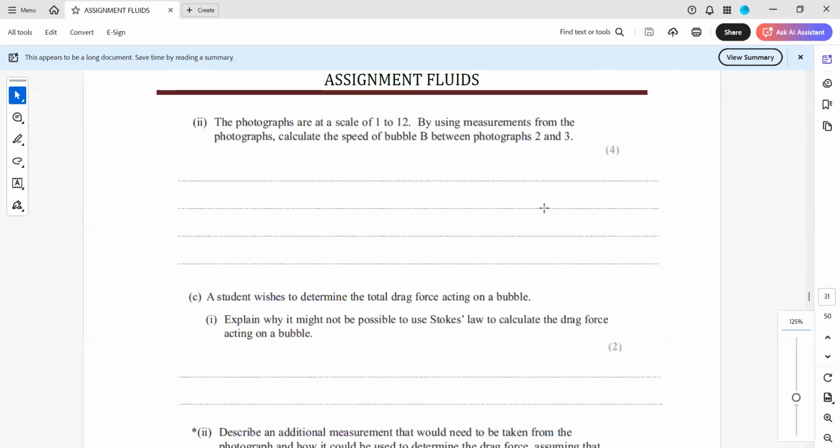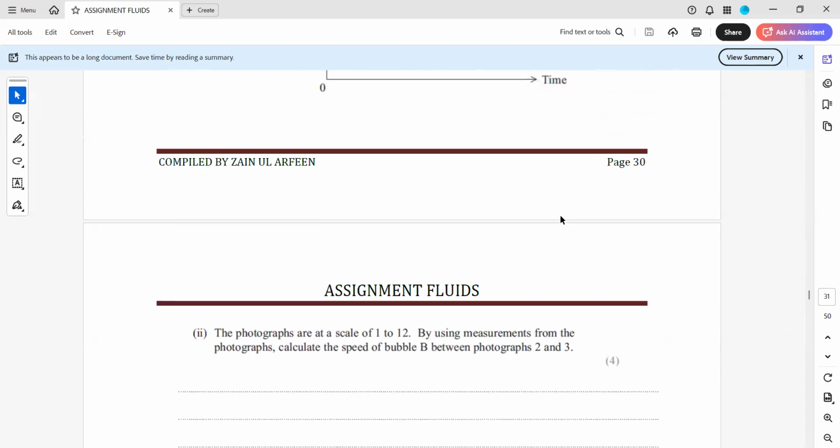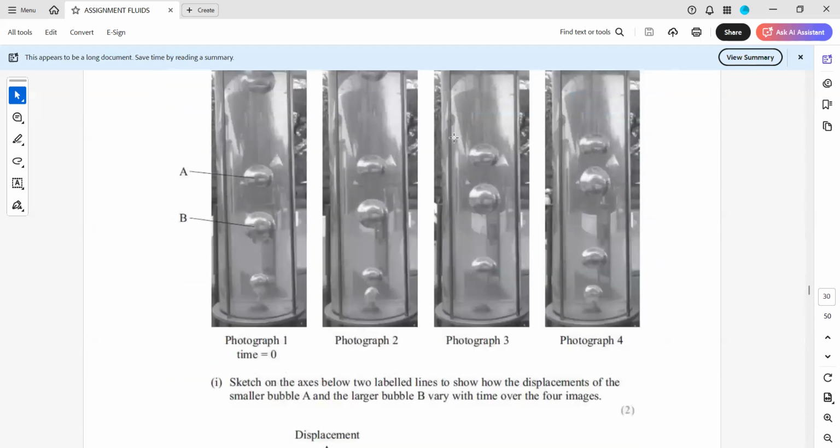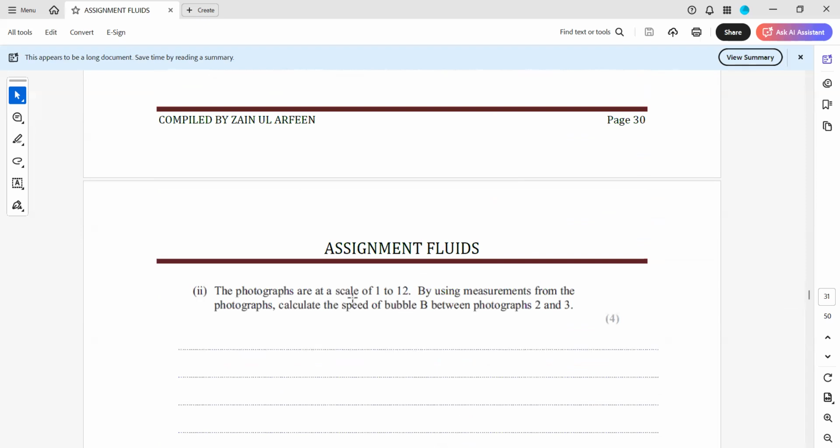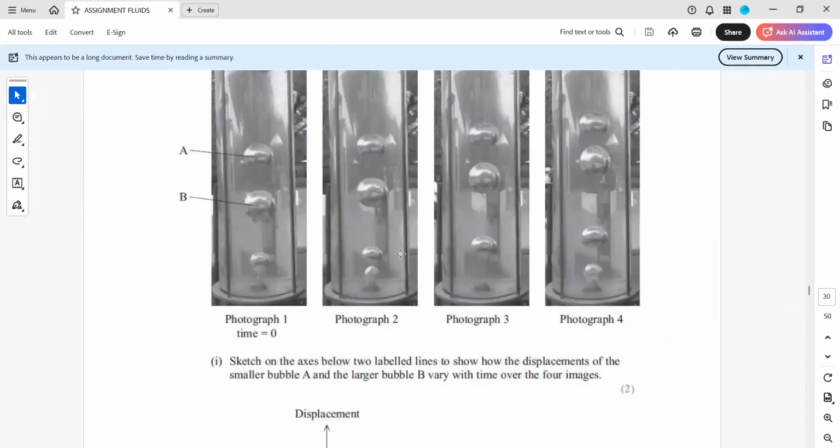Then, the photographs are at a scale of 1 to 12. What does it mean? 1 centimeter is actually equal to 12. By using a measurement from a photograph, calculate the speed of a bubble between 2 and 3. Speed is distance over time. So I will measure the distance using the figure and then multiply by 12, using the scale, and it should be the same identical point.